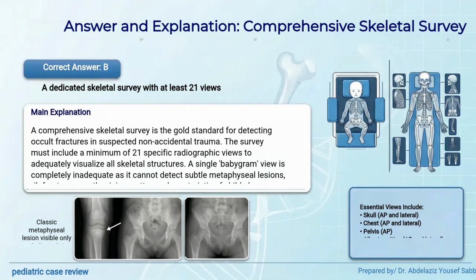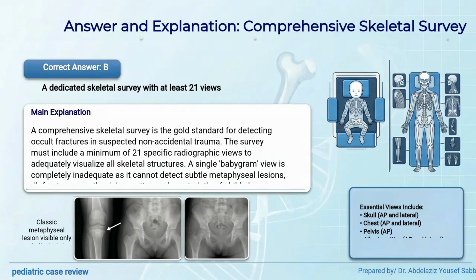A single babygram view is completely inadequate for this purpose because it cannot detect subtle metaphyseal lesions, rib fractures, or other injury patterns characteristic of child abuse. The essential views included in a complete skeletal survey are skull anteroposterior and lateral projections, chest anteroposterior and lateral projections, pelvis anteroposterior projection, all four extremities in anteroposterior and lateral projections, the entire spine in anteroposterior and lateral projections, and dedicated views of both hands and feet.